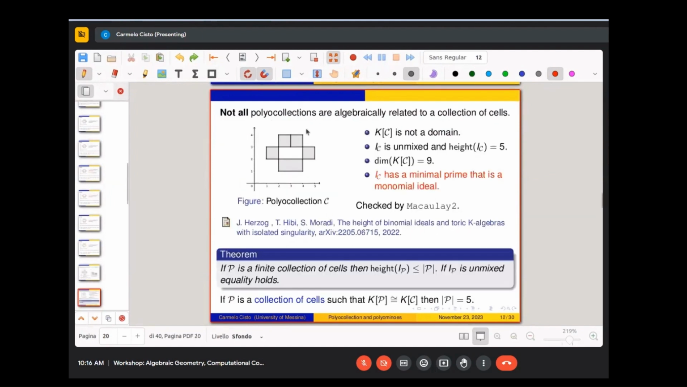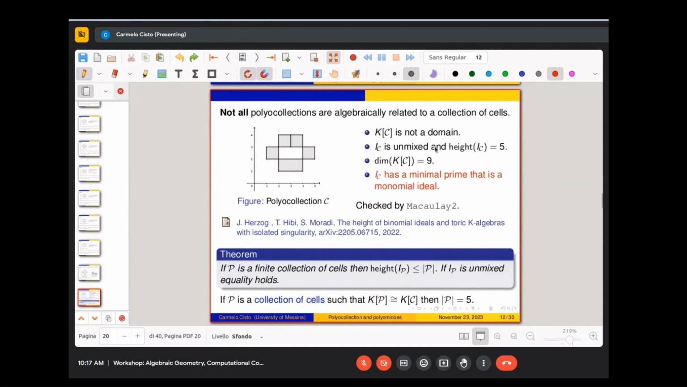But this is not always possible, of course. For instance, for the polyomino collection I showed before, I share with you a sketch of why it is not possible to find a collection of cells whose coordinate ring is isomorphic to the coordinate ring of this one. That's because, using also Macaulay2, we can see that for this polyomino collection the ring is not a domain.